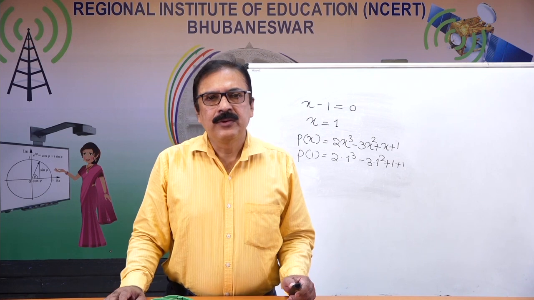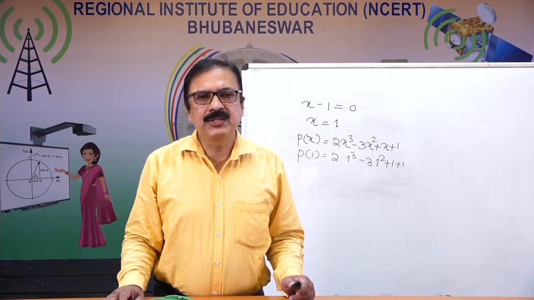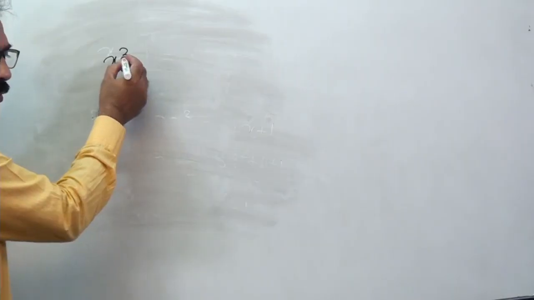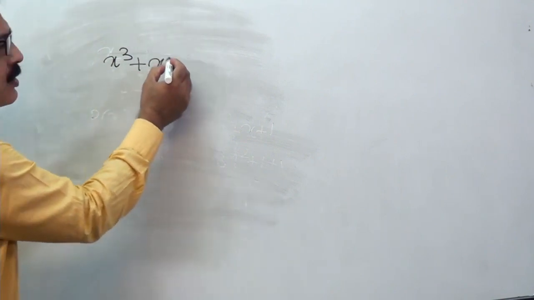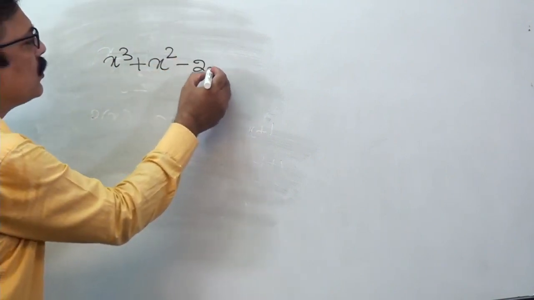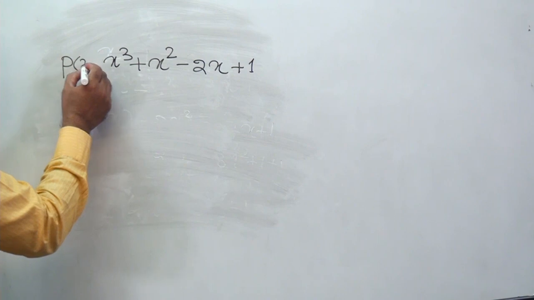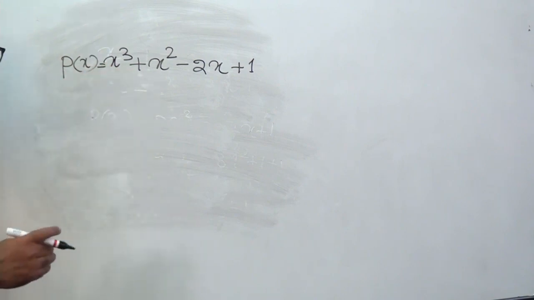Now let's see some questions. Find the remainder when x cube plus x square minus 2x plus 1 is divided by x minus 1. How to find this without division? Here it is, x cube plus x square minus 2x plus 1. Our p(x) is this.